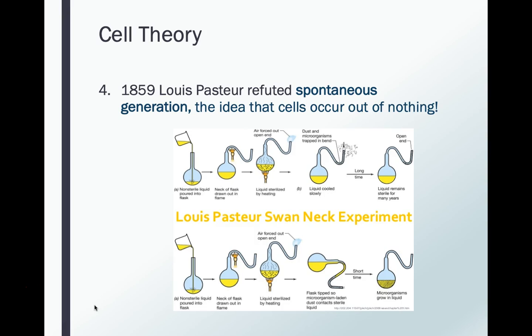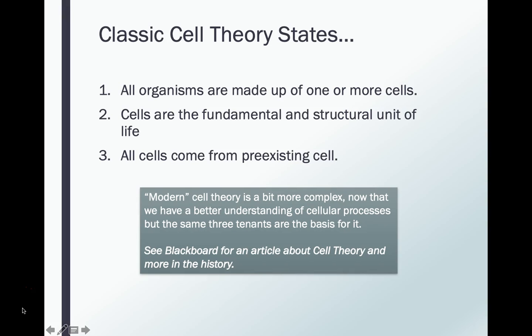On the bottom, we have some different situations. We have a situation where the microorganisms could get into the flask and contaminate the liquid, and then we see that those microorganisms can grow in the liquid. So we only get growth in the presence of other living organisms. This supports the idea that cells can't come out of nothing, and also that you require previous cells to make the next generation.